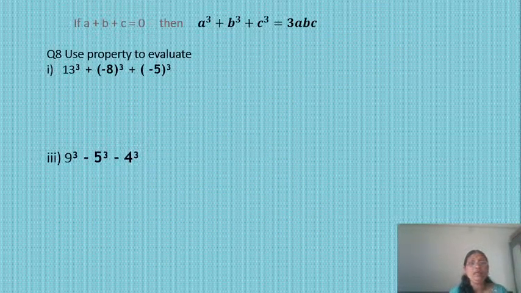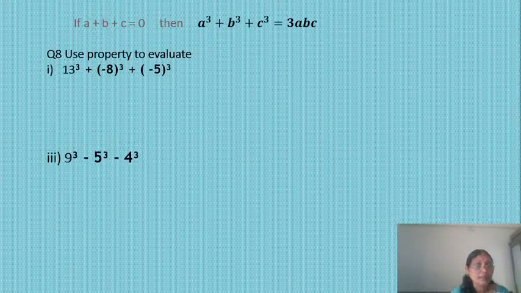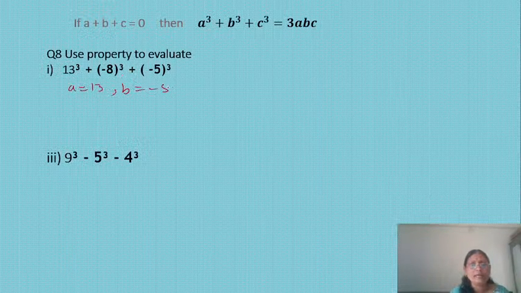Okay, this is the property. If a plus b plus c is equal to 0, then a cube plus b cube plus c cube is equal to 3abc. Interesting, and this is important, and this is many a time asked in the examination. Okay, now here let us compare with this. So you have a is equal to 13, you have b is equal to minus 8, and you have c is equal to minus 5.